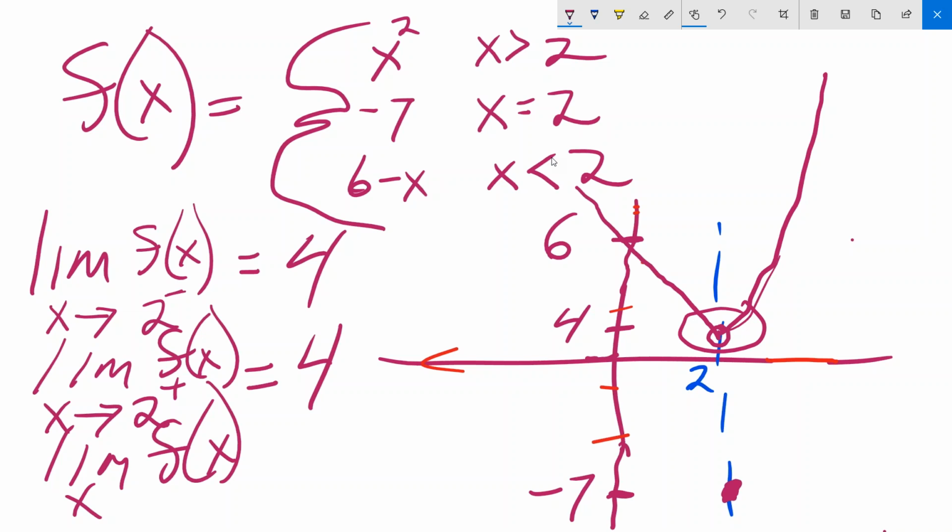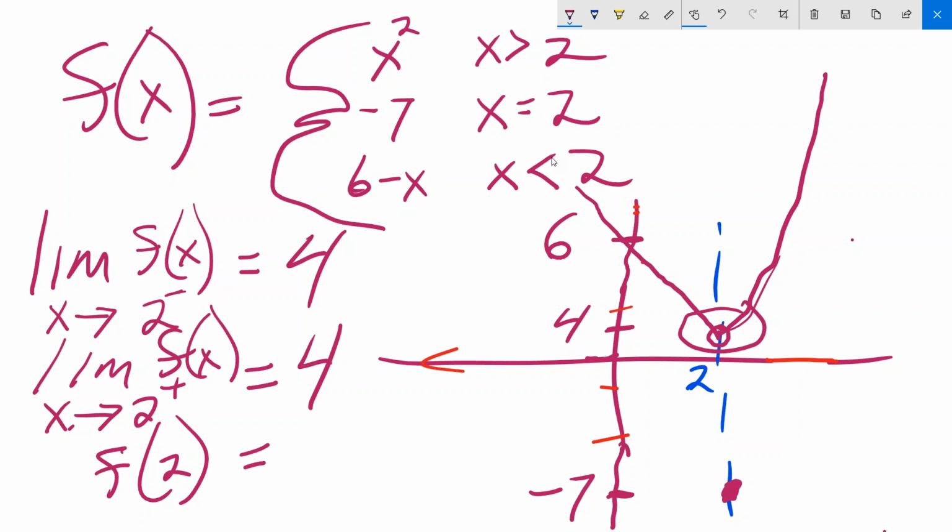It's the other part of the parabola. Right. Okay, so for that to be continuous, the limit from the left has to be 4, the limit from the right has to be 4, and f of 2 has to be 4. In other words, this bottom is not really a limit question. It's what is f of 2? So if f of 2 was equal to 4, we would have a continuous function. It's not. It's equal to minus 7.